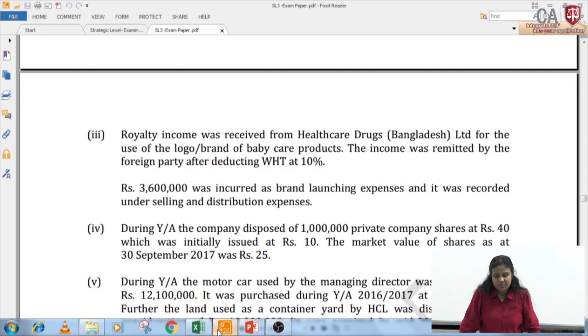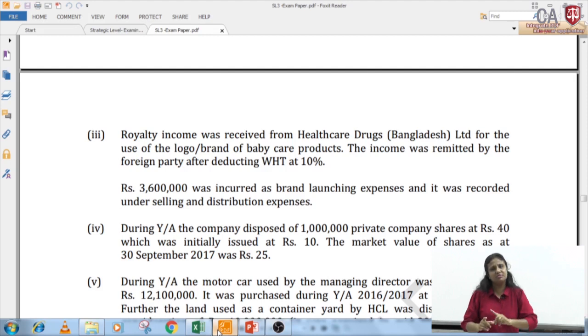The income was remitted by the foreign party after deducting WHT at 10%. The foreign tax credit: we have received the royalty income from our foreign associate company, HCL Bangladesh Limited. When we are receiving the royalty income, 10% is already deducted according to the treaties. That is our foreign tax credit.